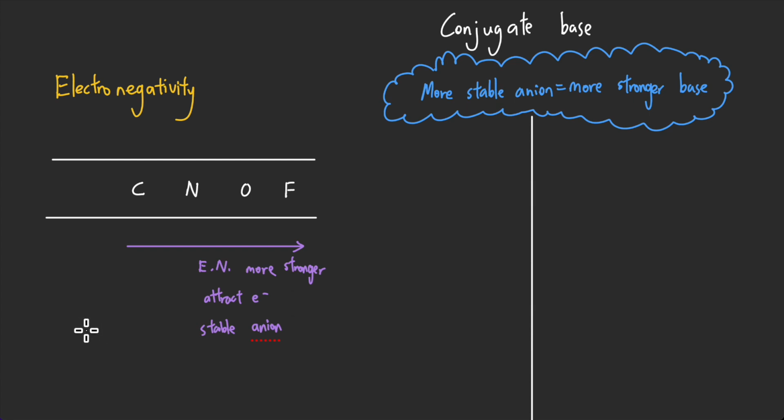So if you compare a base that has the fluorine anion and the oxygen anion, we can say that fluorine in terms of stability is much more stable than the oxygen because it is more electronegative. It can hold the electron better than the oxygen.